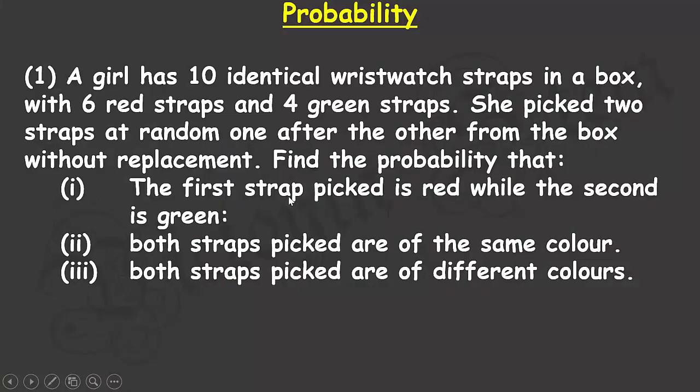Okay, now I'll read the question. A girl has 10 identical wristwatch straps in a box with 6 red straps and 4 green straps. She picked 2 straps at random, one after the other, from the box without replacement. Find the probability that the first strap picked is red while the second is green. That's the first question. The second question, both straps picked are of the same color. And then the third part of the question, both straps picked are of different colors.